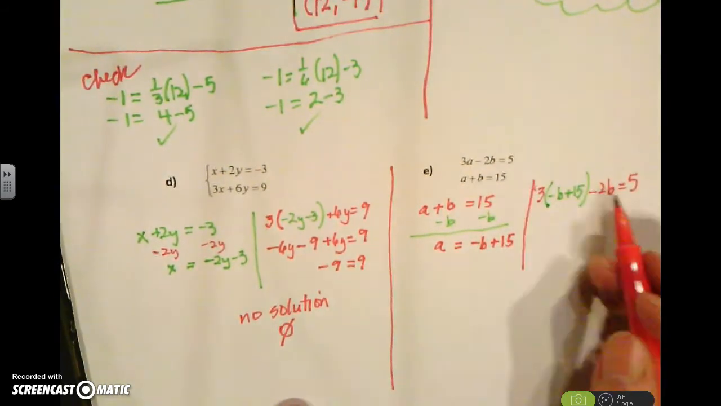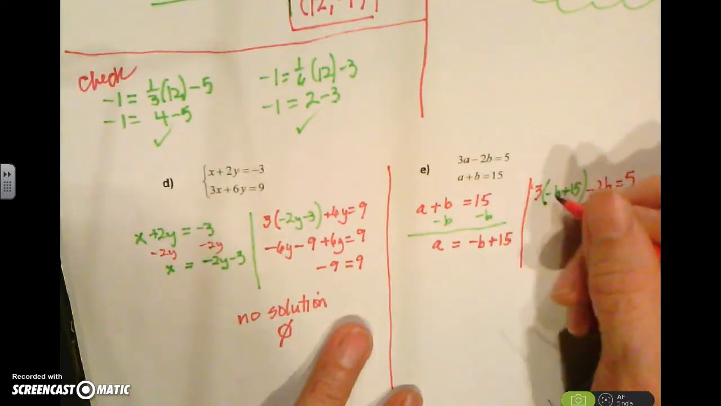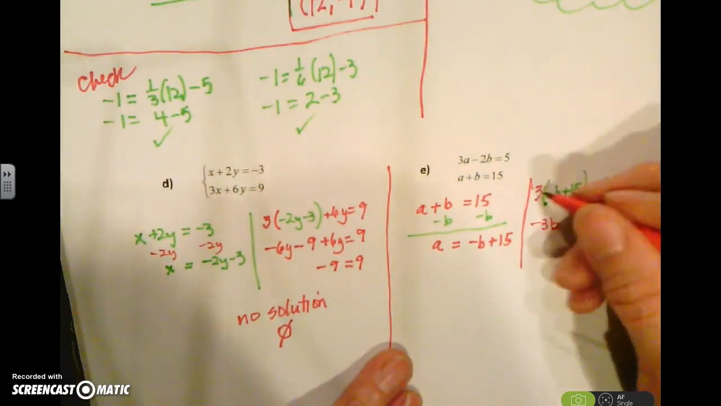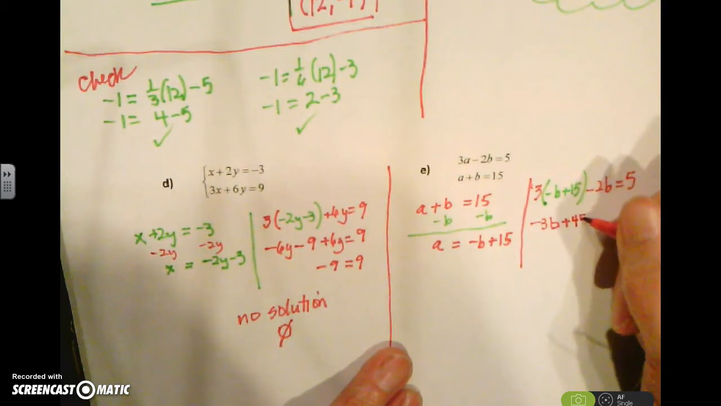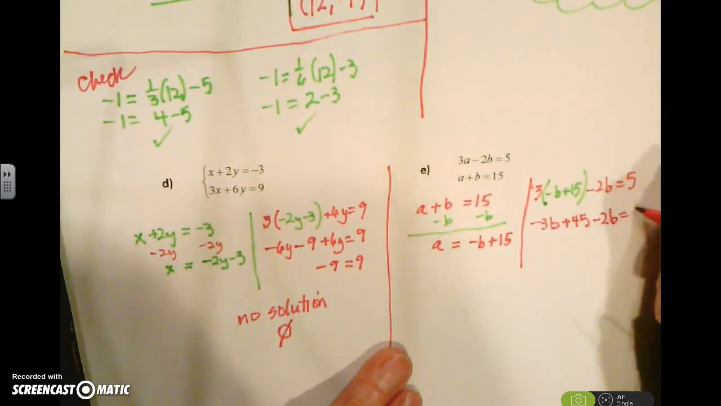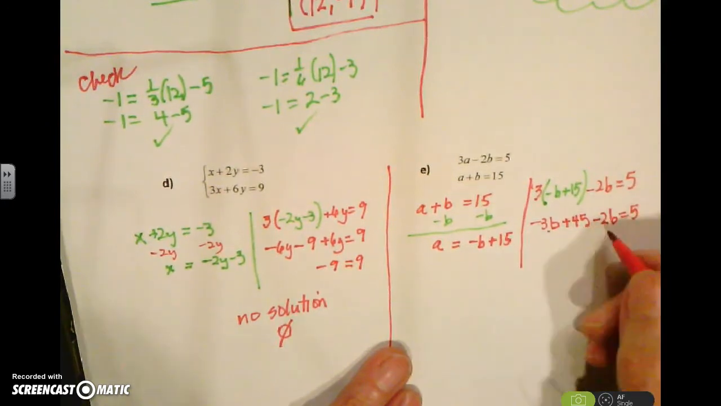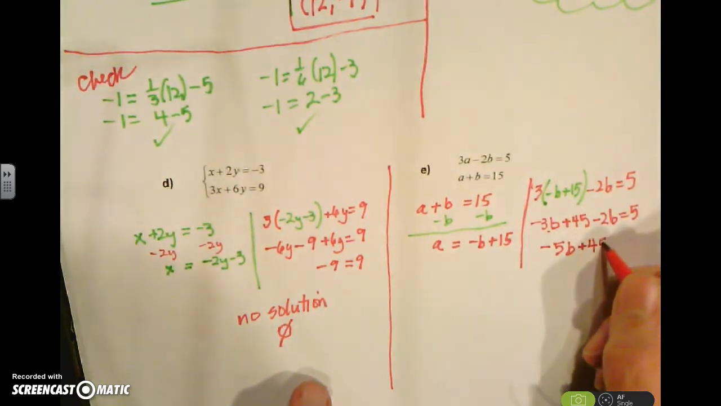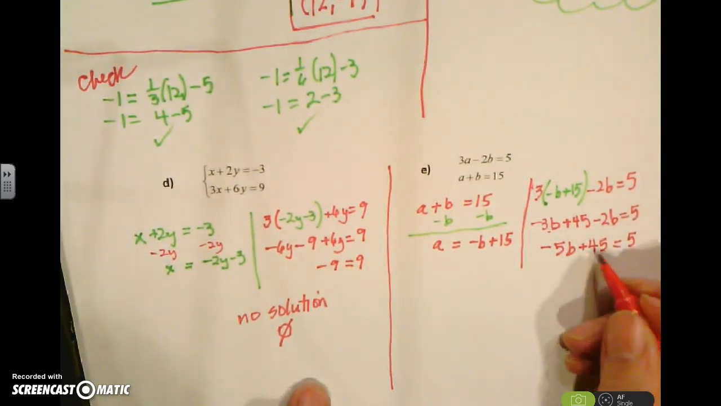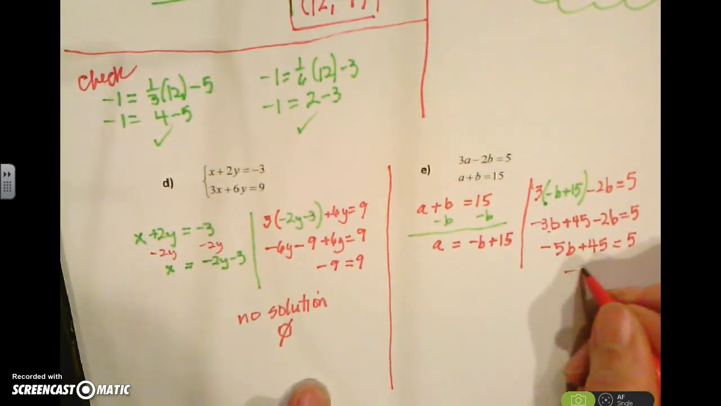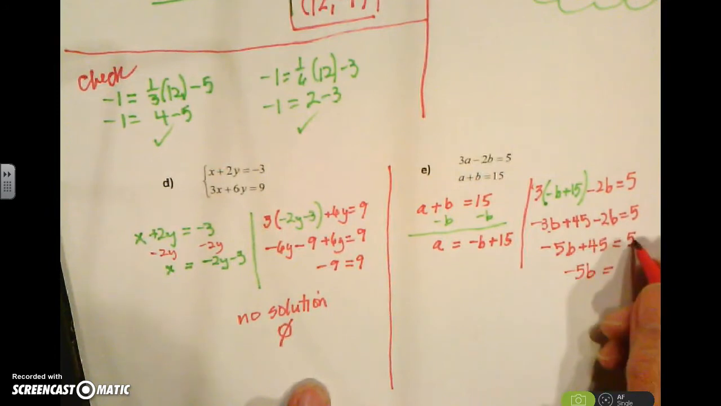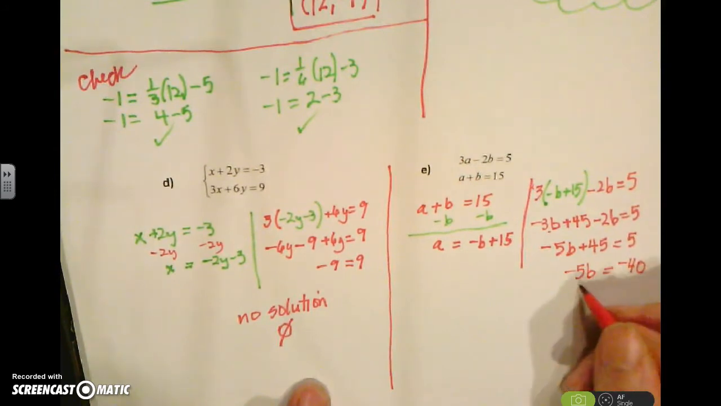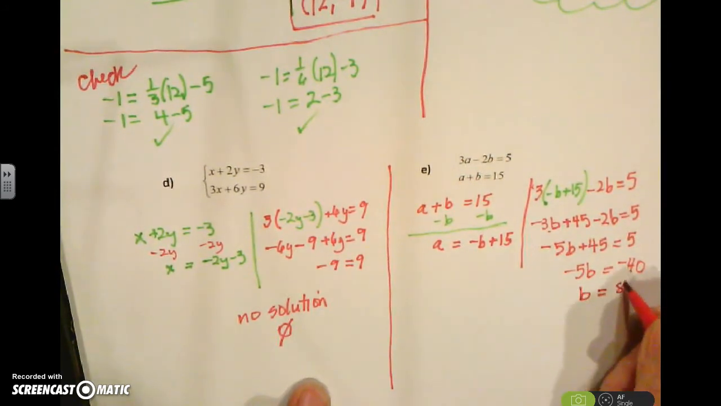So always be careful, double check, make sure you plugged it in right. So then that will be a negative 3b, and that's 15, right? So 3 times 15 is 45 minus 2b is equal to 5. Combine terms, so I get negative 5b plus 45 is equal to 5. So now I'm going to subtract 45 from both sides. So that's going to leave me with negative 5b. And when I subtract 45, that's going to leave me with negative 40. Then I'm going to divide both sides by negative 5 and get b is equal to 8.